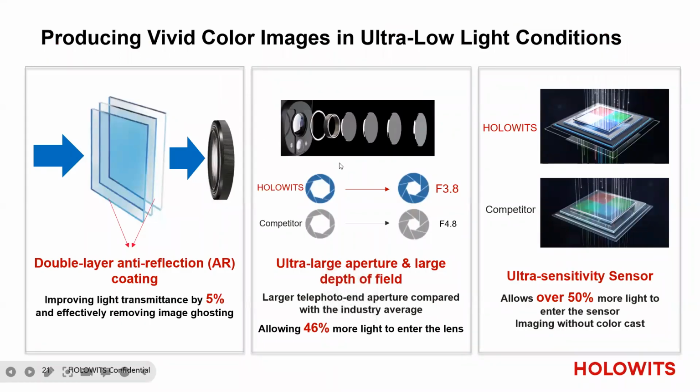Now look at this. This page shows a technology used for producing vivid color images. We use double layer anti-reflection, which can improve light transmittance by 5% and effectively remove image ghosting. And we have ultra large aperture and large depth of field, allowing 46% more light to enter the lens.